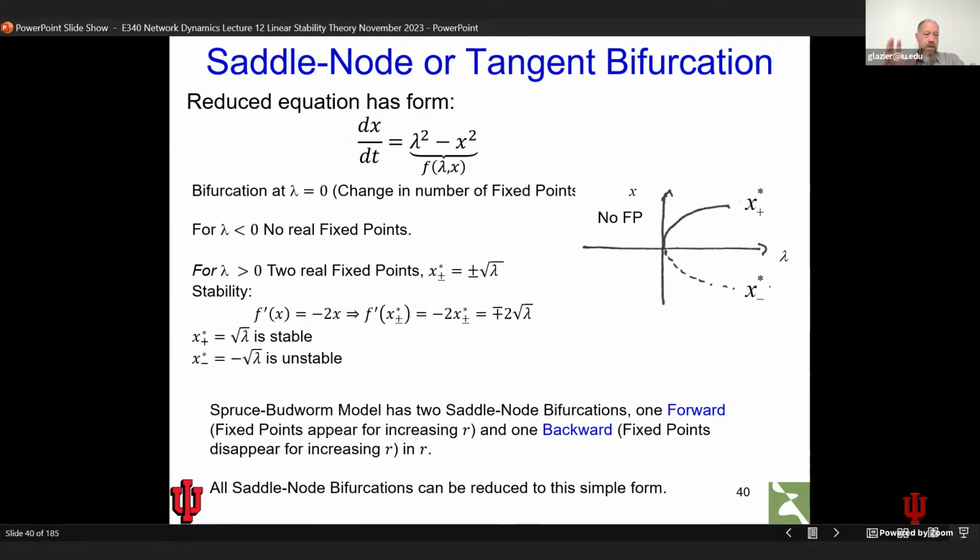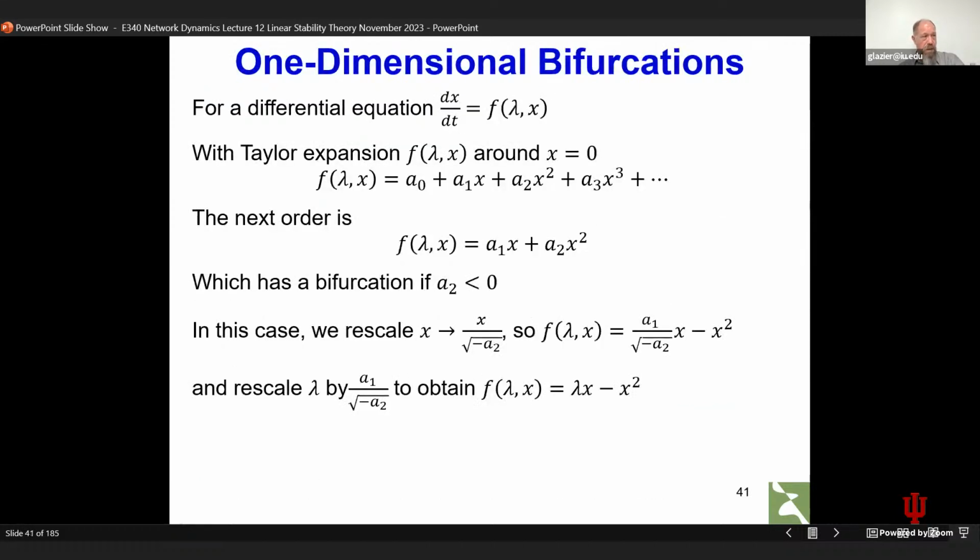We could flip it so that as we increase lambda, we get the fixed point. We could flip it so that as we decrease lambda, we get the fixed point as well. So that was the first one that we get.